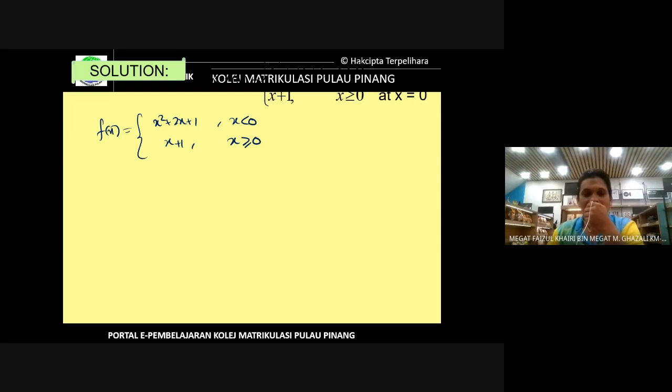Okay, class. If we like to sketch the graph of this and this in full graphical form, we have to sketch the graph of this x squared plus 2x plus 1. Let's see how the graph looks like.